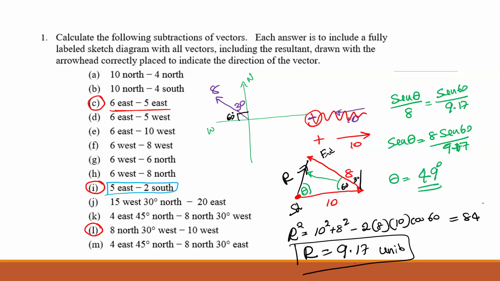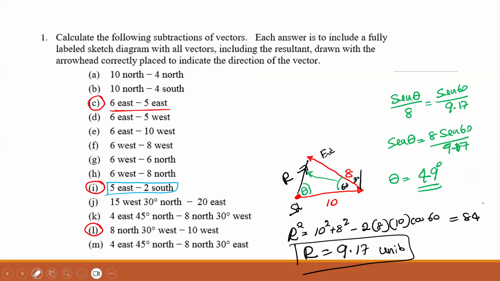Do you guys get the same? Yeah, I just did. Okay, so how will we write this one now? From where to where? So our answer, when we write it, we need to write it properly. So 9.17 units, 49 degrees from where to where? From east to north. Agree? So this will be my answer.